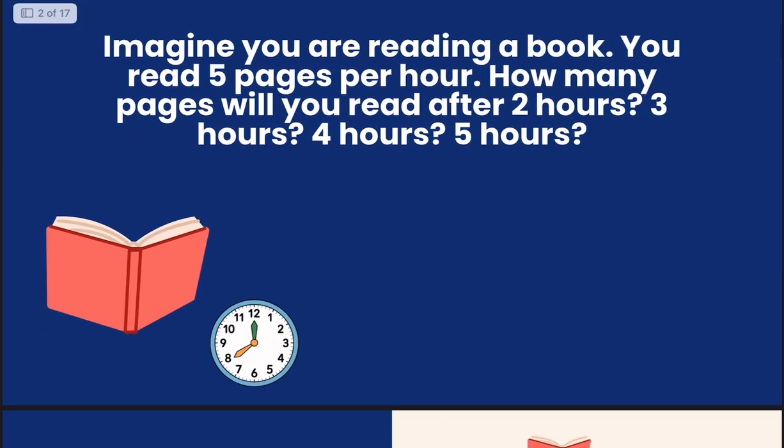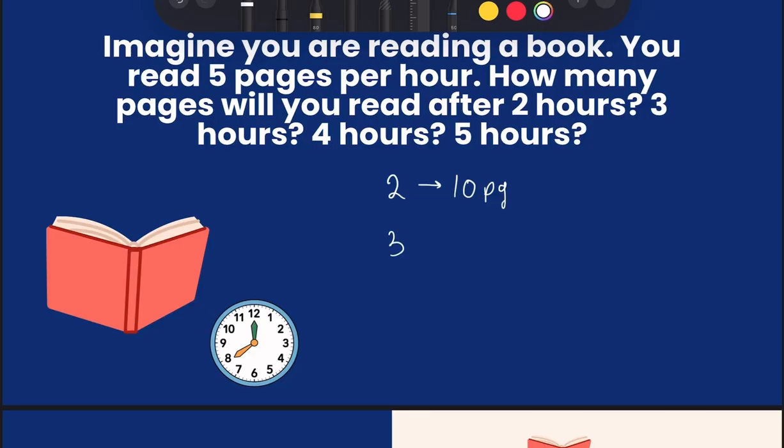So imagine you are reading a book. You read 5 pages per hour. How many pages will you read after 2 hours? Well, if we're reading 5 pages per hour, after 2 hours we would read 10 pages. After 3 hours, we will read another 5 pages, so it'll be 15 pages. After 4 hours, we would have read 20 pages. And after 5, we would have read 25 pages. Now, the amount of pages that you are reading per hour, that is what we call our slope, our rate of change.